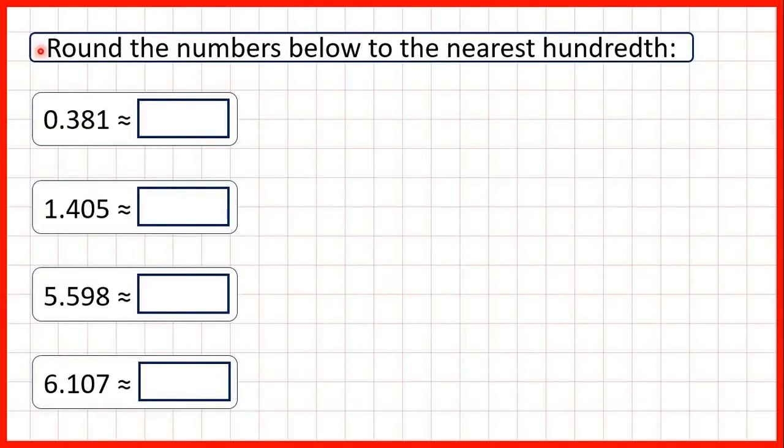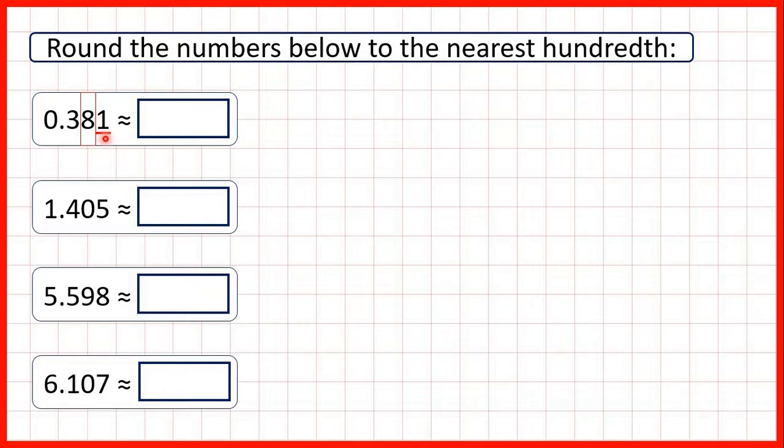Now we need to round the numbers below to the nearest hundredth. So first we have 0.381. Remember, the hundredths digit is always the second digit after the decimal point. So if we're rounding to the nearest hundredth, we can circle the second digit after the decimal point and then underline the digit to the right. So underline the thousandths digit.